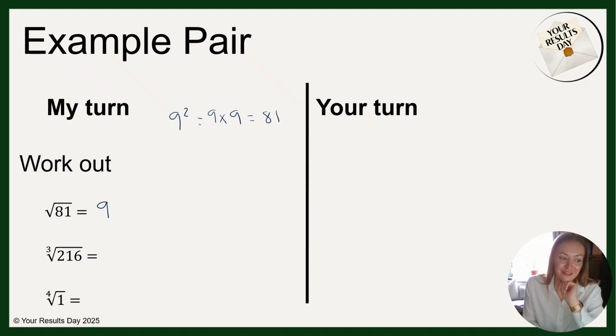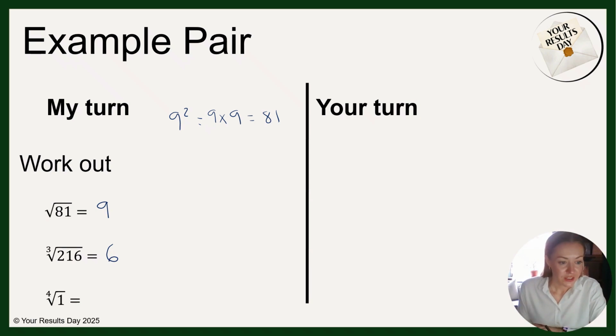I'm very lucky that for my cube root question, we've just done the opposite of this. So I now know that 216 was the number I got from cubing 6. So I know that 6 times 6 times 6 is 216, and therefore the cubed root of 216 is 6.